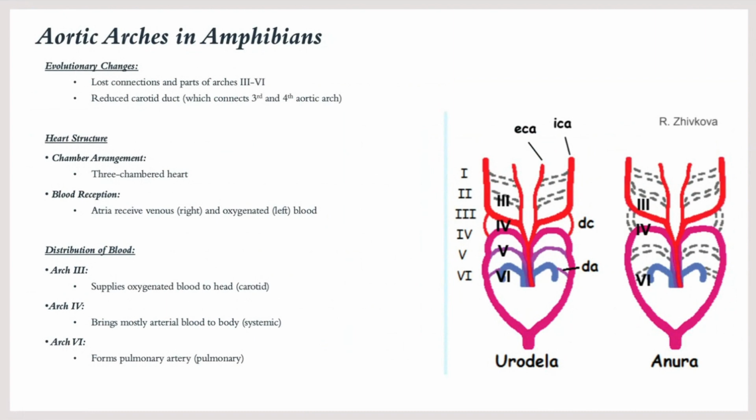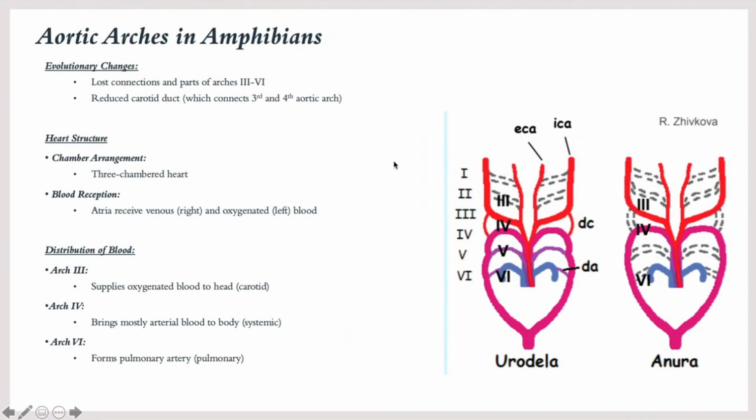Okay, so the aortic arches in amphibians: there were connections that were lost between arch 3 and arch 6, and the carotid duct, which connects arch 4 and arch 3, basically became reduced. Now, urodela and anura, you may be wondering what these two things are. Urodela are the salamanders, and then the anura are the frogs. So these are the aortic arches within the salamander and the frog.